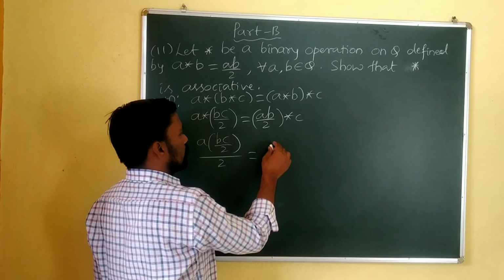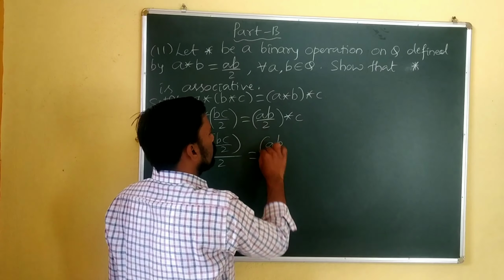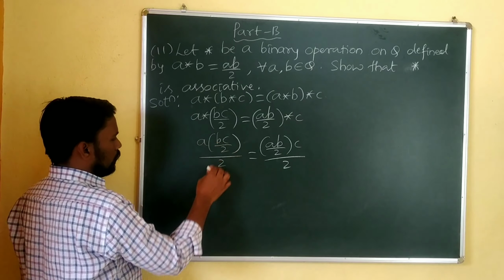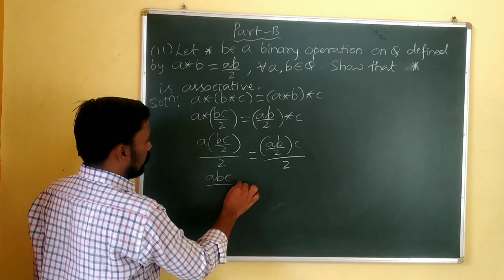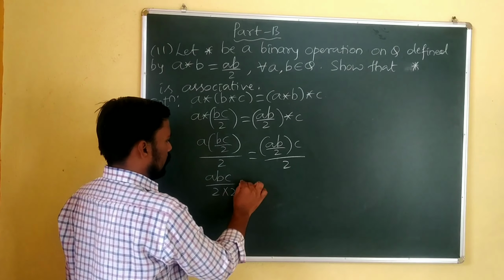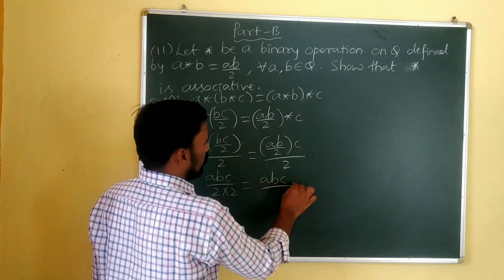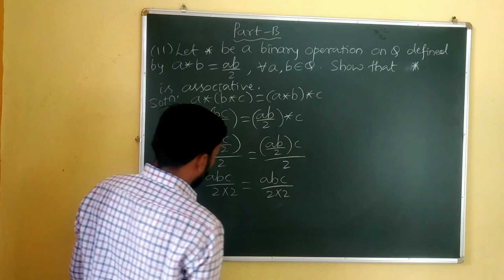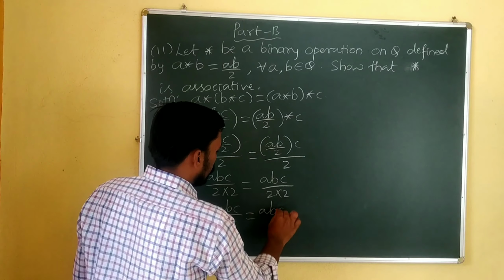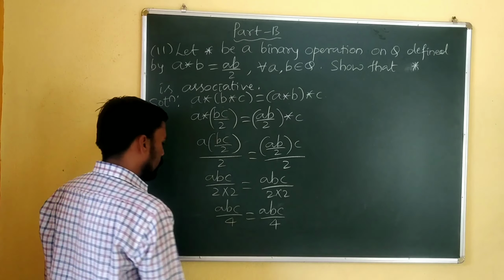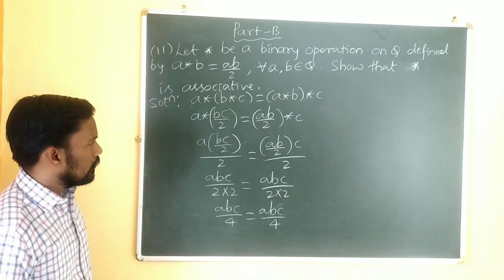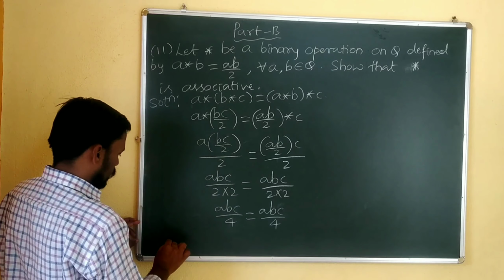Same thing on the right hand side also: ab by 2 into c, divided by 2. Now a into bc is abc divided by 2, and this 2 becomes 1 by 2, so abc divided by 2 into 2, that is abc divided by 4. The right hand side is also abc divided by 2 into 2, which is 4. The left hand side value is equal to the right hand side value. Therefore, star is associative.